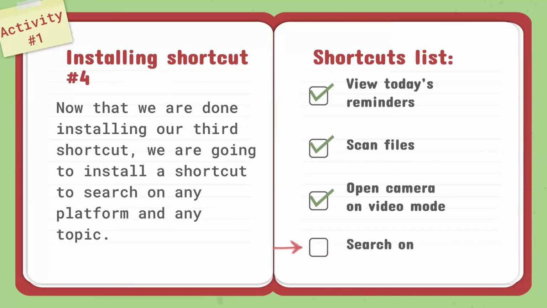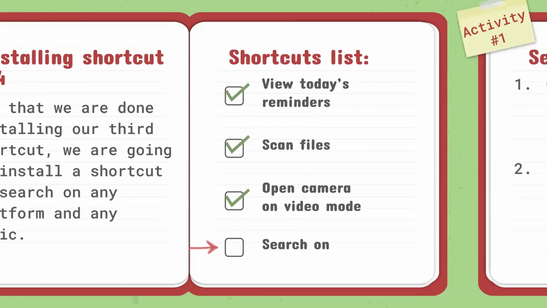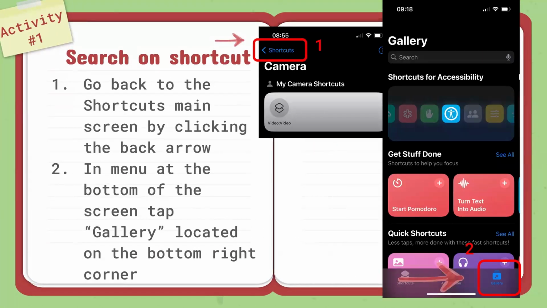Finally, the last one we are going to be talking about today is an accessibility shortcut called Search On. It allows you to search on any platform for any topic, so it can be very useful to easily find information. Again, we're going to go back into the shortcut screen, but this time we're actually not going to go into the shortcut page here, like before. We're now going to go into the Gallery, which is basically a big compilation of other shortcuts people have already created for you that can be useful for a variety of tasks.